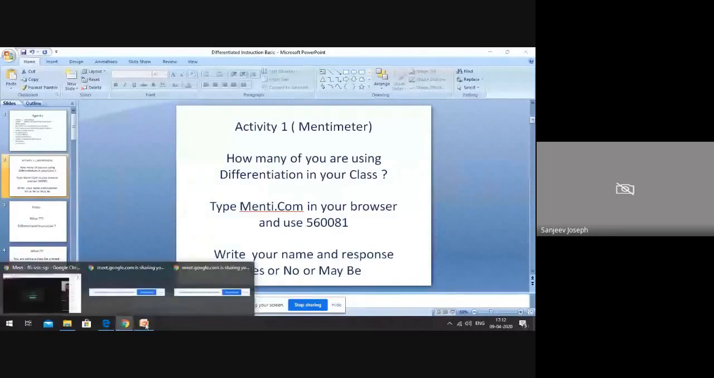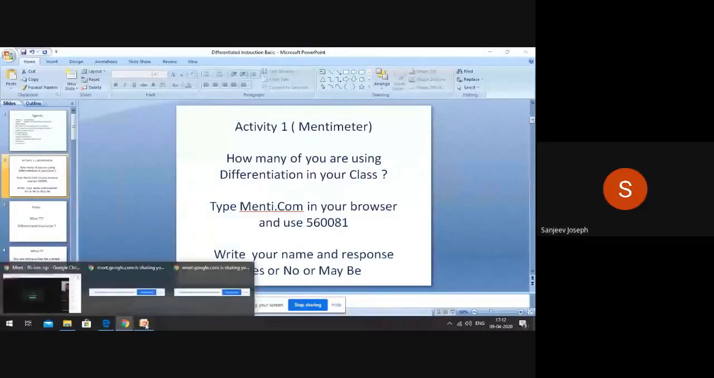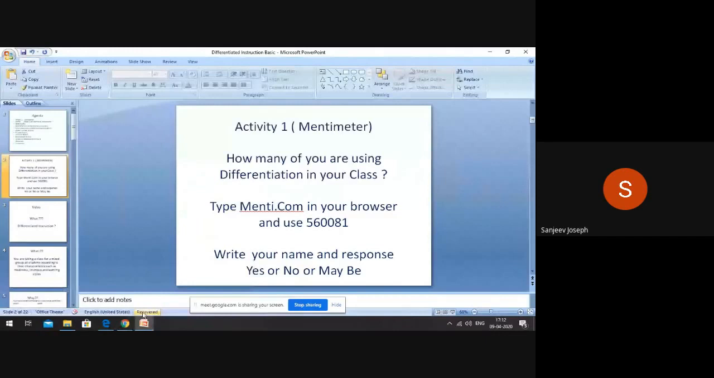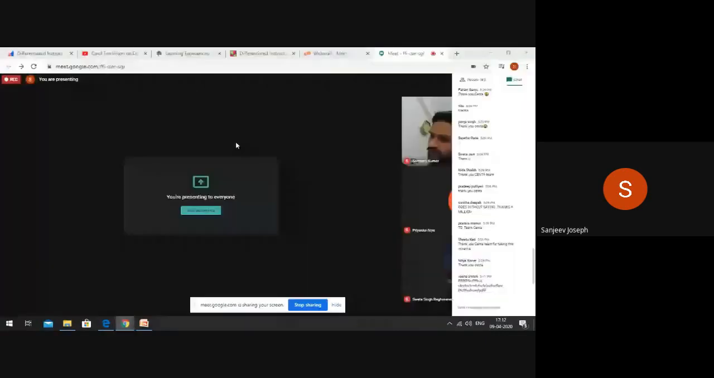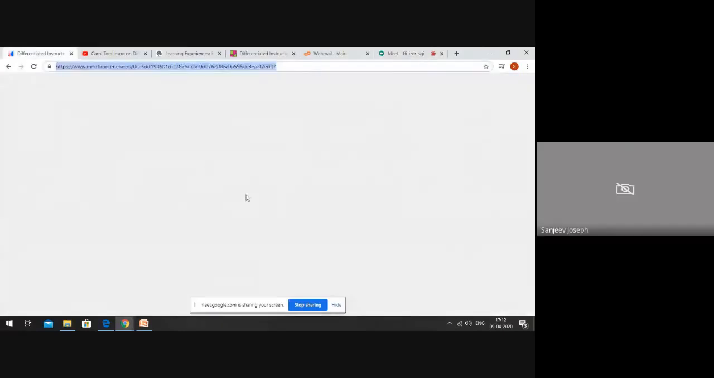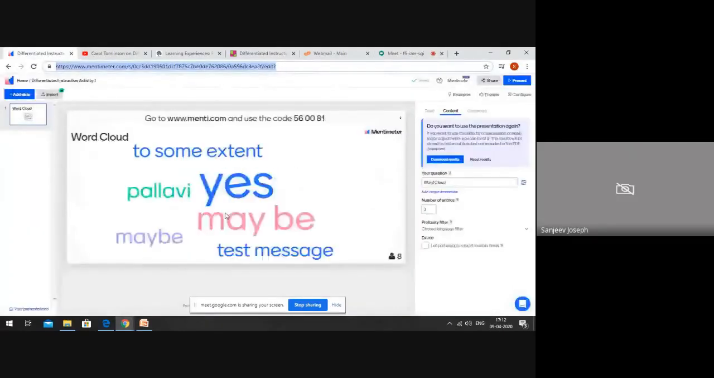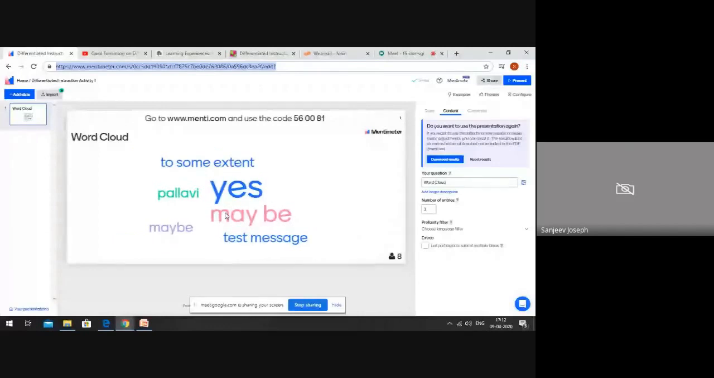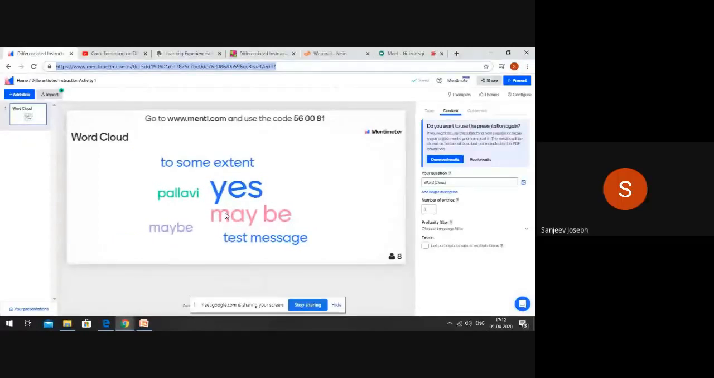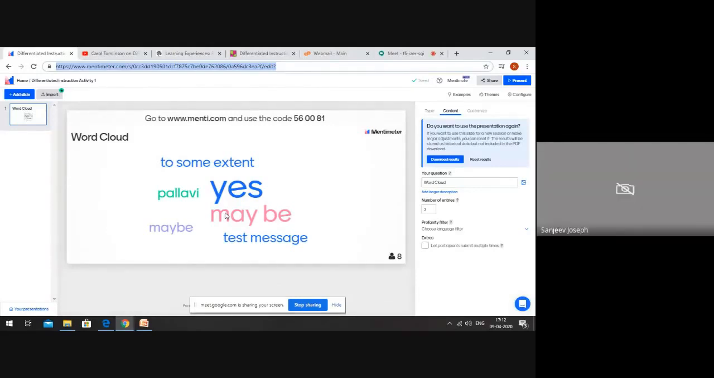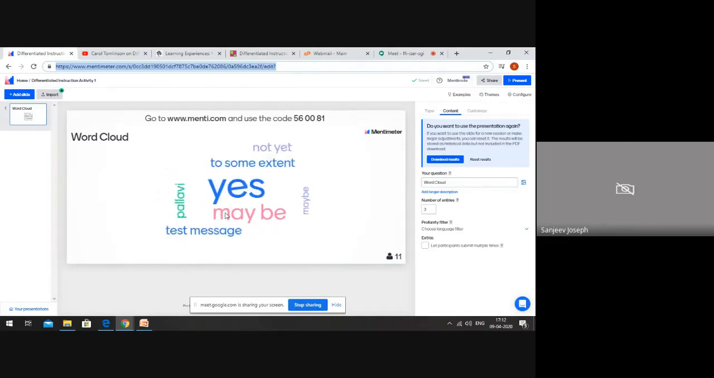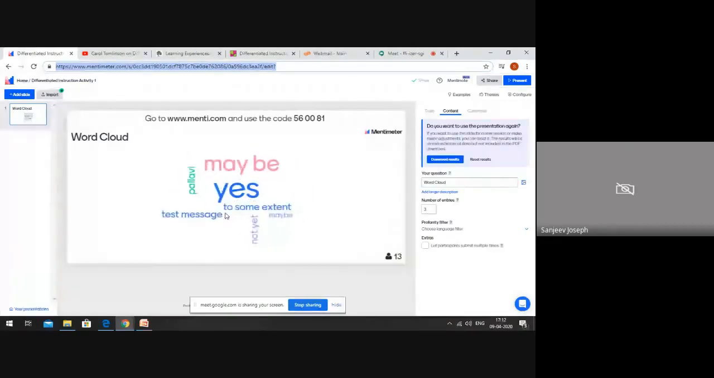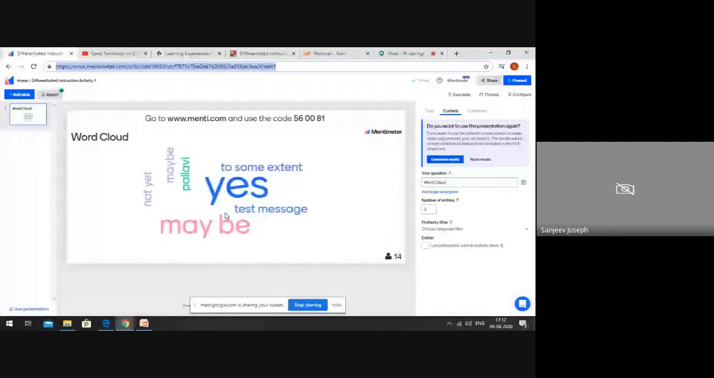So I go back and see how many of you are using that particular way of teaching in your classrooms. And I can see many of you are using it in your classroom. That is great to hear. And a few of you are telling us maybe. We'll wait for a few more minutes so that people can vote for this. You all can see the screen. It is coming as maybe yes.